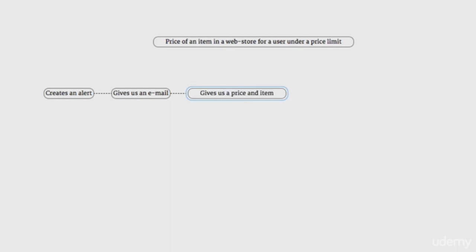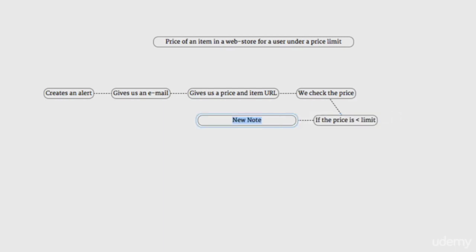So we need a way to associate these things together. So let's think of the flow of the program. What does the user do first? The user creates an alert and gives us an email, gives us a price and item URL, and then we check the price, and then if the price is under the limit, we notify them, the user, through email.